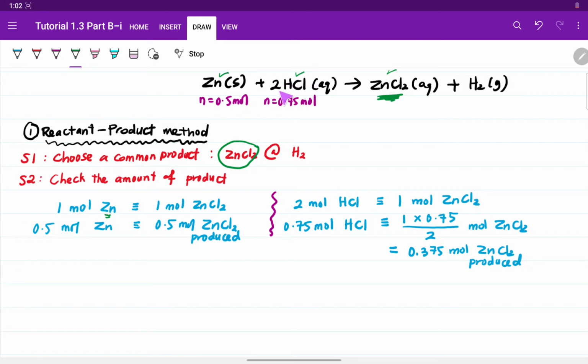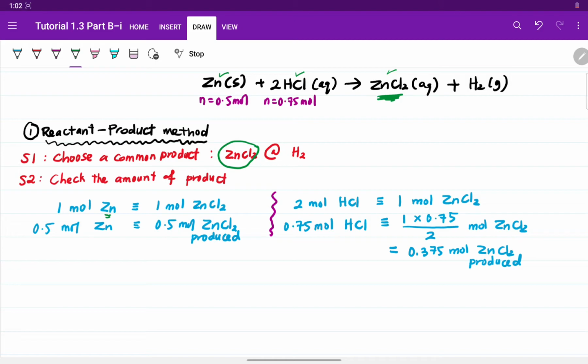So, 2 mole of HCl will produce 1 mole of zinc chloride. Berapa HCl yang dibekalkan kepada kita, given to you? 0.75. So, 0.75 mole of HCl will produce 0.375 mole of zinc chloride. Okay. So, kalau 0.75 mole HCl habis digunakan, 0.375 mole of zinc chloride yang akan terhasil. So, this will be your step 2.